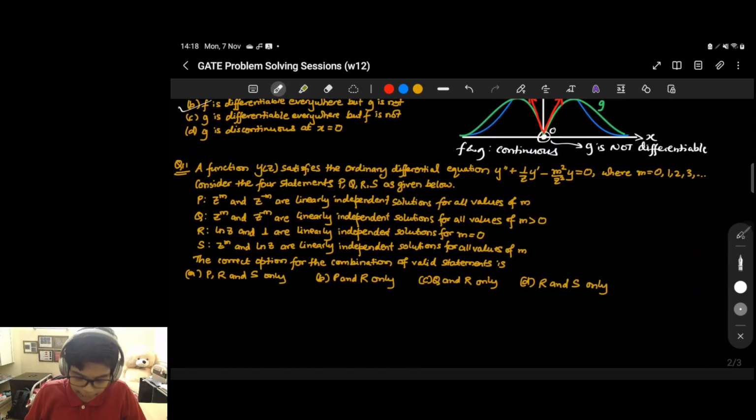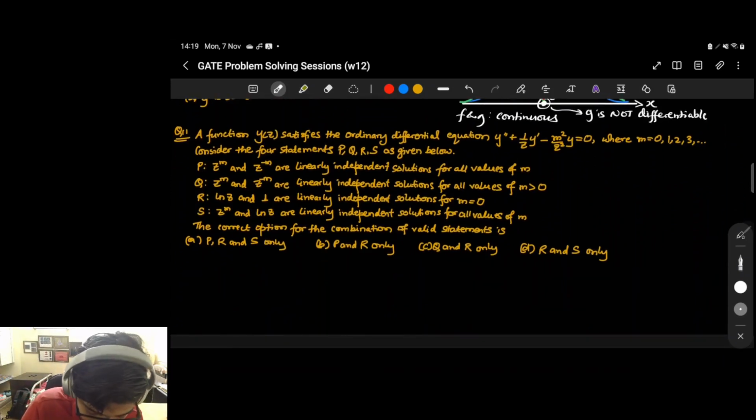A function y(z) satisfies the ordinary differential equation y double prime plus 1 by z y prime minus m squared by z squared y is equal to 0, where m takes non-negative integral values 0, 1, 2, 3 and so on. We are given four statements. First, z to the power m and z to the power minus m are linearly independent solutions for all values of m. Second, z to the power m and z to the power minus m are linearly independent solutions for all values of m greater than 0. Third, ln z and 1 are linearly independent solutions for m equal to 0. And fourth, z to the power m and ln z are linearly independent solutions for all values of m. We need to find out which of these statements is true.